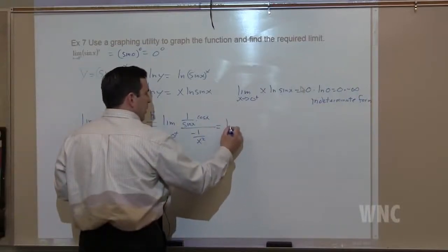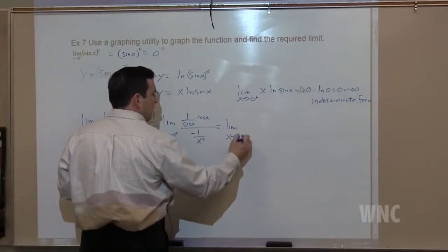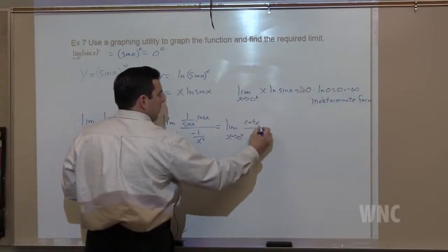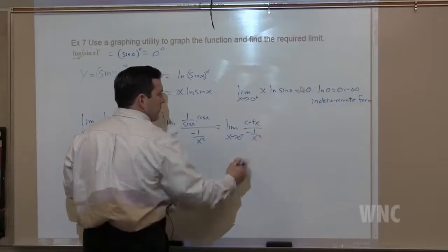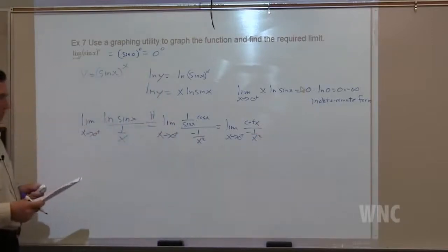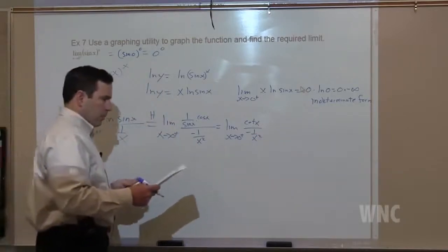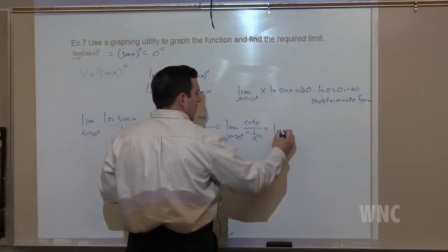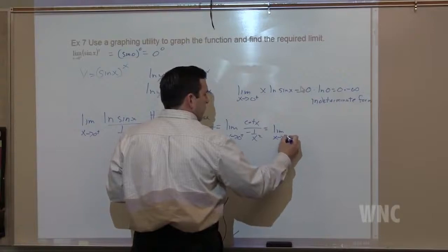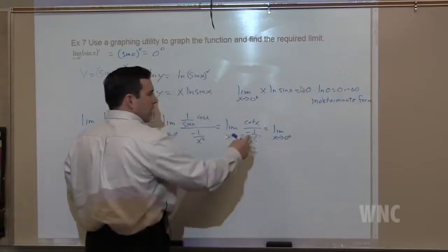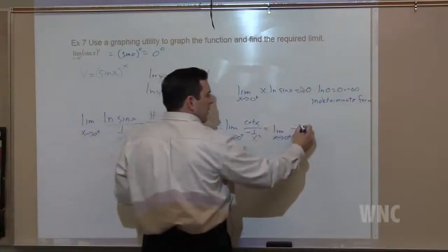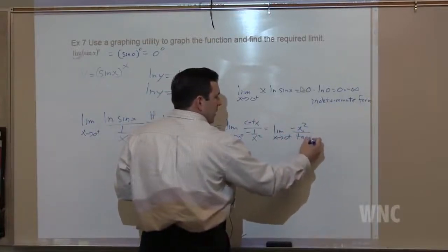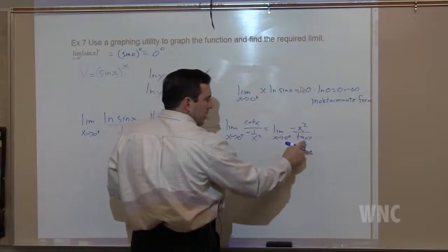So we have the limit as x goes to 0 from the right side of cotangent x over negative 1 over x squared. Now, what if we wrote this as the limit as x goes to 0 of 1 over x squared, so this can come up as a negative x squared. Cotangent is the same thing as 1 over tangent x.